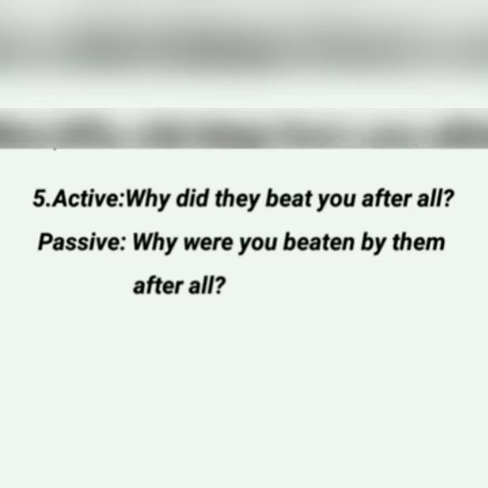Example 5. Active: Why did they beat you after all? The sentence begins with interrogative words, why. When it begins with interrogative words like why, when, where, how, etc., we have to take them down as they are. Now let us change into passive voice.